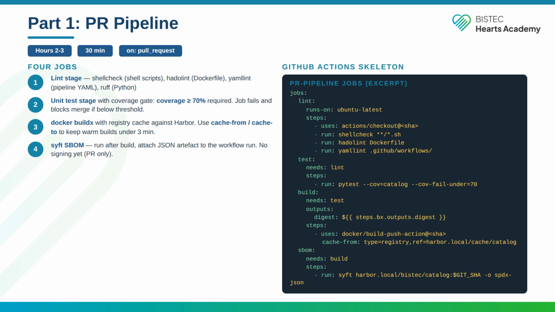SBOM generation uses Syft to produce a software bill of materials attached as a GitHub Actions artifact. The SBOM is not verified in the PR lane. Verification and signing happen only when code merges to main.